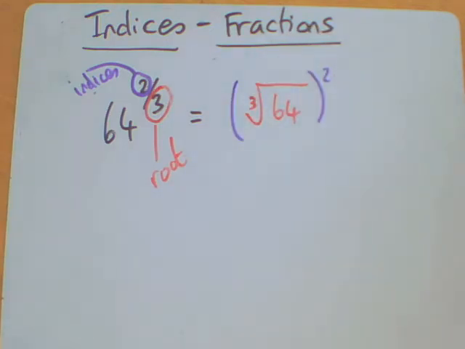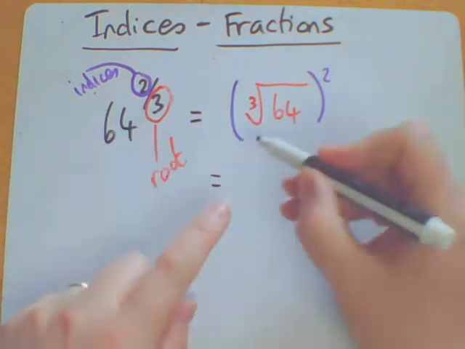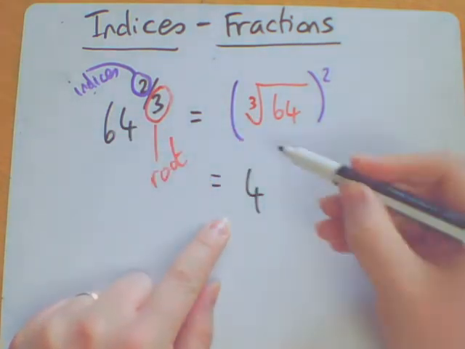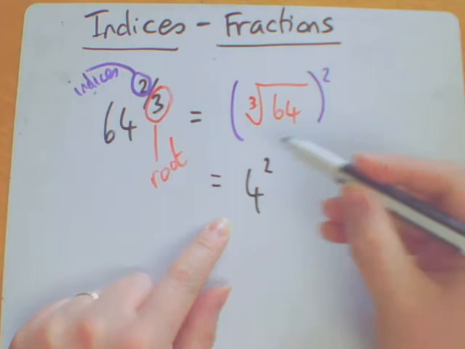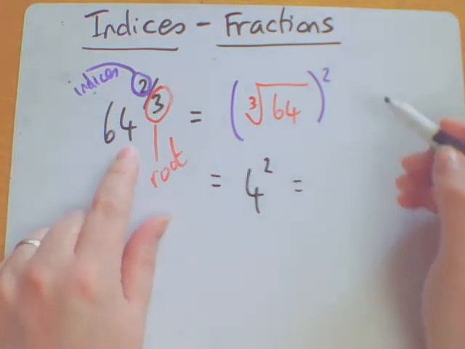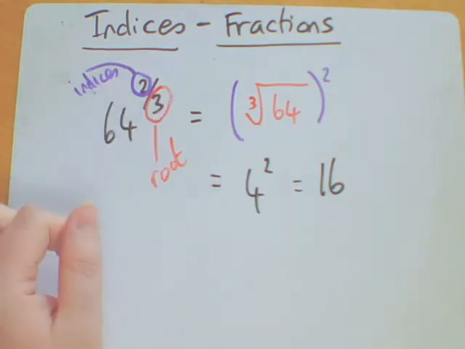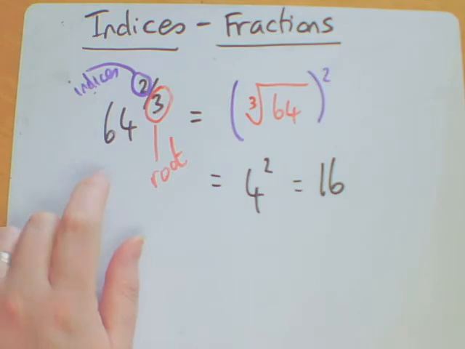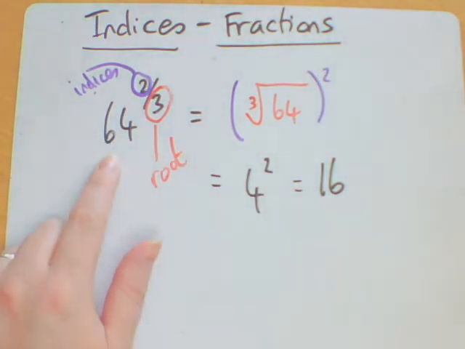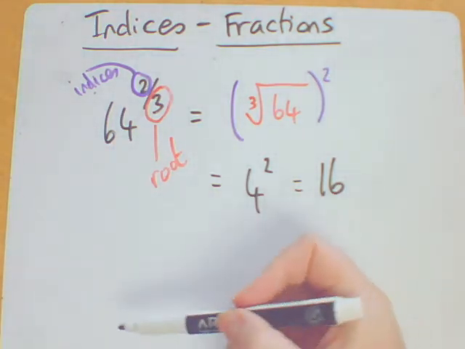Okay, so I've got two separate sections, the denominator section in red and the numerator section in purple. So the cube root of 64 is 4, and that needs to be squared, which means that the answer to this is actually 16. Okay, 64 to the power of 2 over 3 evaluated becomes 16. You're likely to only get asked to evaluate things like this. Okay, so let's take another one.